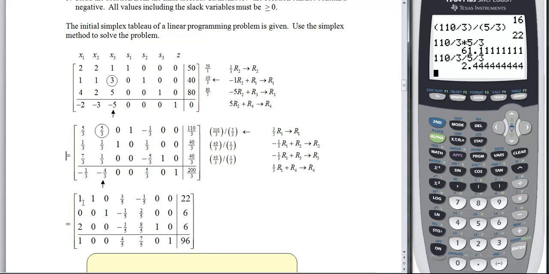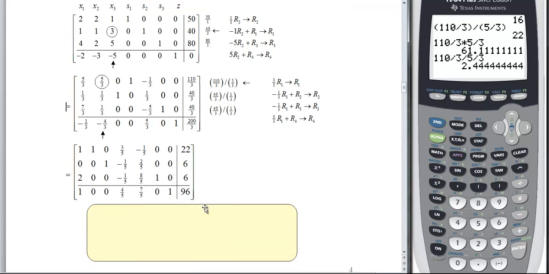Now, x sub 1 is not a Gauss-Jordan column, so it would equal 0. x sub 2 would equal 22. x sub 3 would equal 6. s sub 1 and s sub 2 would both be 0. s sub 3 would be 6. And my z value, my maximum, would be 96.